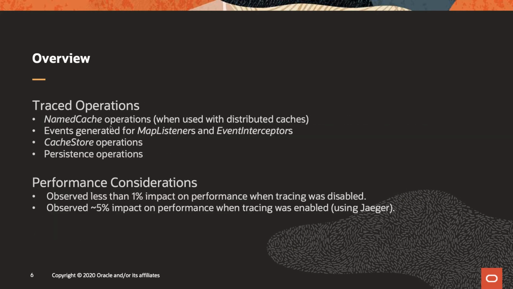What operations are traced? Currently, named cache operations when using distributed caches, events generated for map listeners and event interceptors, cache store and persistence operations. The performance considerations, and please note this was a very simple performance analysis with about 8 cluster members. We observed less than 1% impact on performance when tracing was disabled, and about a 5% impact when it was enabled. And during this test, we were, of course, using Jaeger.